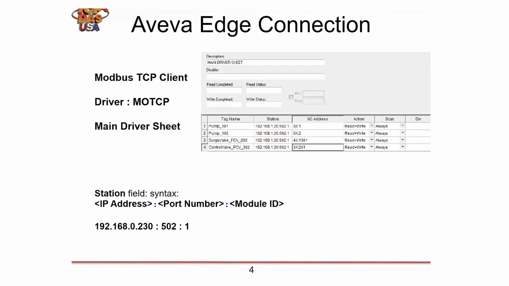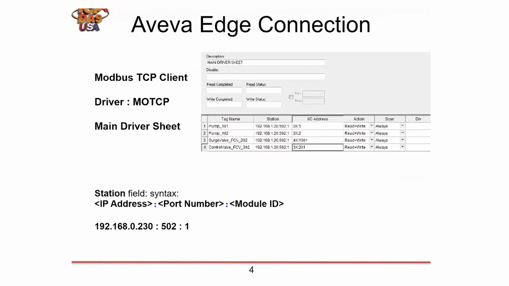Within AVEVA Edge, we will use the MOTCP or Modbus TCP driver. We will set up a main driver sheet similar to the one shown on the right side. The tag names you create are sort of nicknames for what each tag represents. In this example, pump 1 or pump 101 and pump 102, a valve or surge valve and control valve. But you can name it anything you want. You just need to nickname it so you can identify what IO point is connected to that.